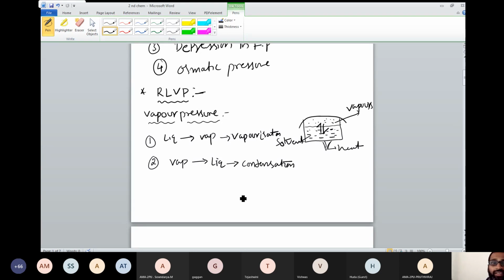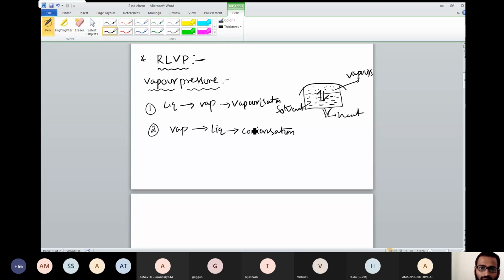If it is an open vessel, condensation won't happen. They will evaporate. So evaporation or vaporization, both are the same: liquid converted to vapor. Why am I explaining this? It's a simple thing to explain what vapor pressure is. Now I will give you what vapor pressure is.